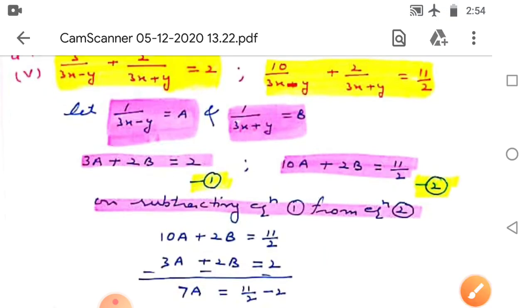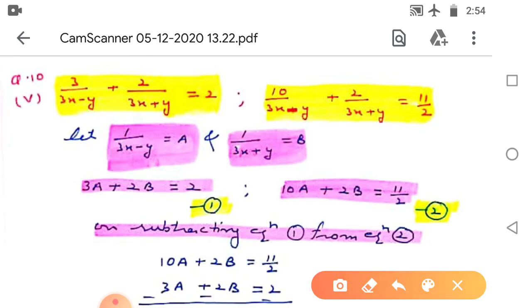Again a good question. All the questions are good. Important questions and stuff. Okay. Question number 10, fifth part.